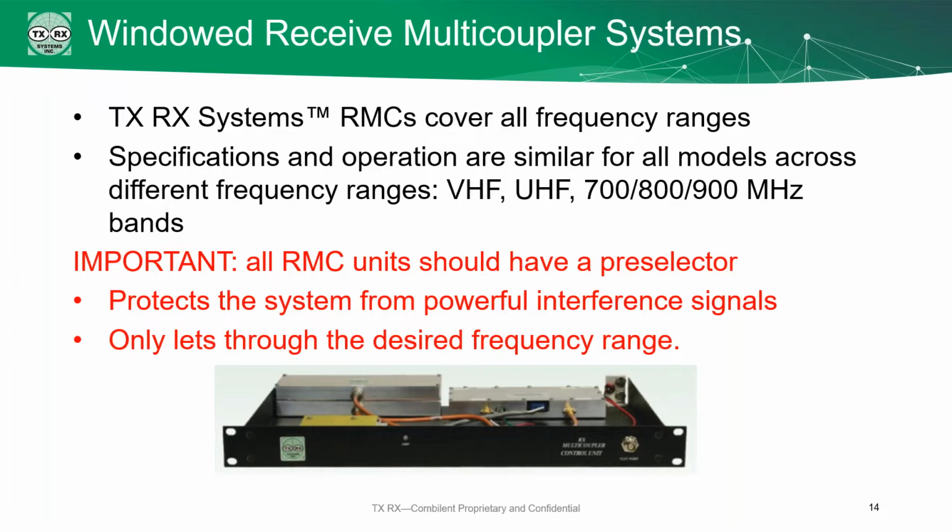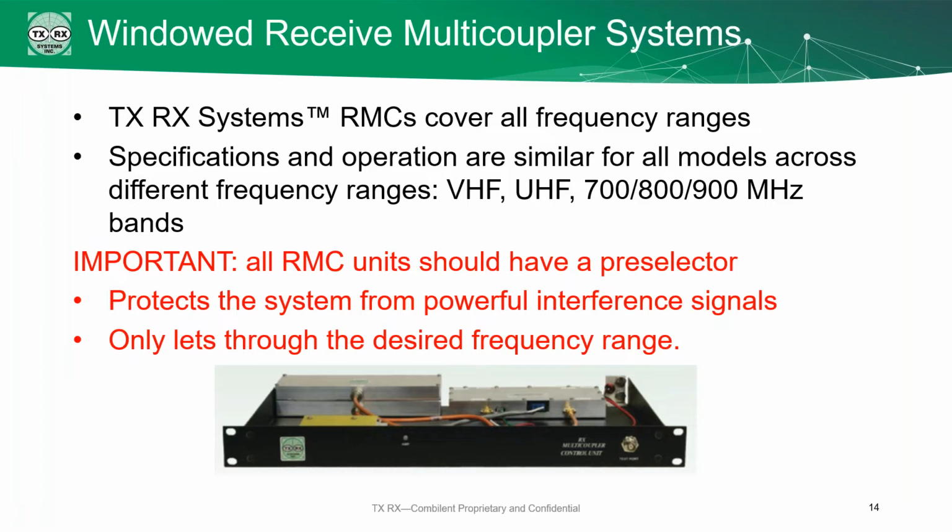As we mentioned before, we have RMCs that will cover all the frequency ranges: VHF, UHF, 700, 800, and 900. It's important, though, that these systems have a pre-selector, which is that bandpass filter in front of the system. The TTA system has this as part of the tower top box, but the receive multicoupler does not.